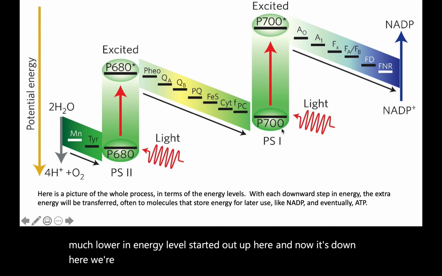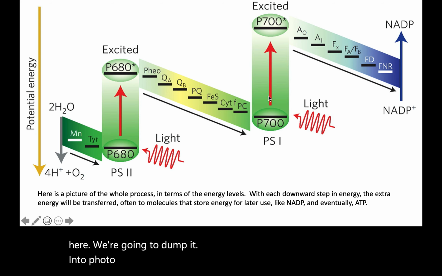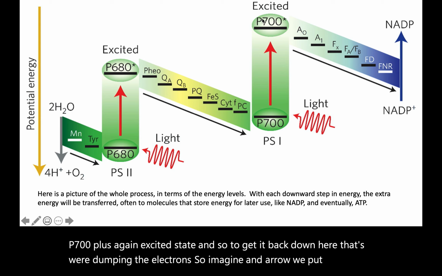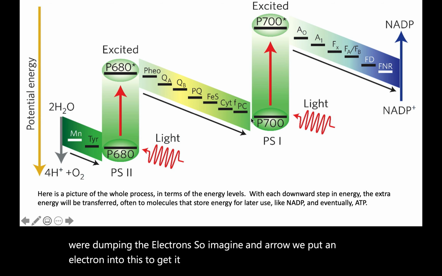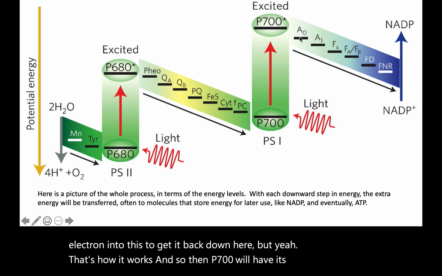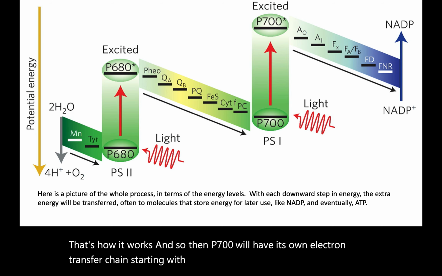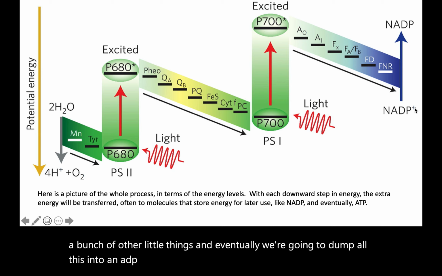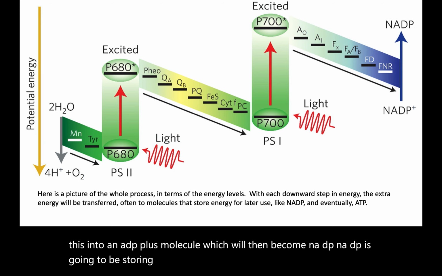We're going to dump it into photosystem 1, which just absorbed some light and went up to P700 plus, again, excited state. And so to get it back down here, that's where we're dumping the electron. So imagine an arrow where we put an electron into this to get it back down here. But yeah, that's how it works. And so then P700 will have its own electron transfer chain, starting with a chlorophyll A0 to a chlorophyll A1 to a bunch of other little things. And eventually we're going to dump all this into an NADP plus molecule, which will then become NADPH. NADPH is going to be storing an electron, and the plant is going to use that later.